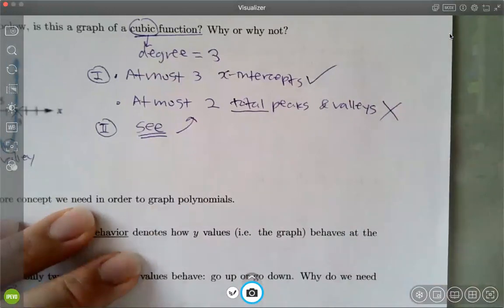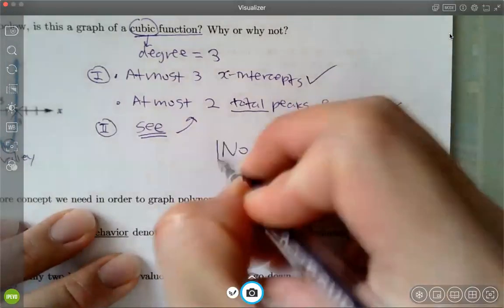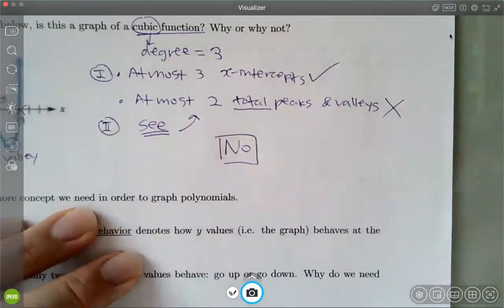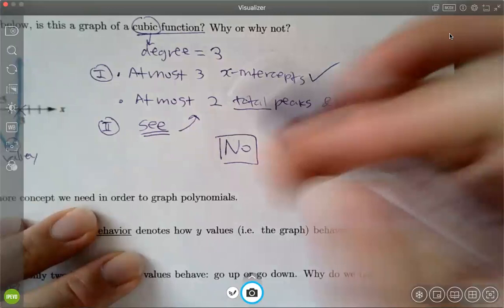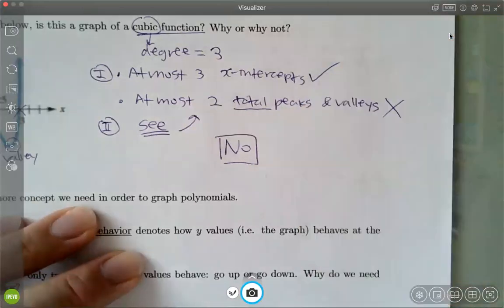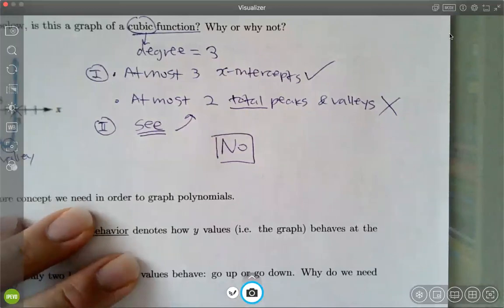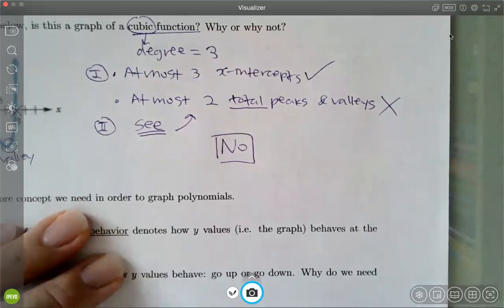Okay, so what's the answer? Even if one condition is satisfied, you still have to have the other condition satisfied in order to conclude that something is a cubic function or some other degree function. If only one condition is satisfied, then it's not the case. You need to have both conditions satisfied. Okay, so that's problem number 1, which was pretty simple.